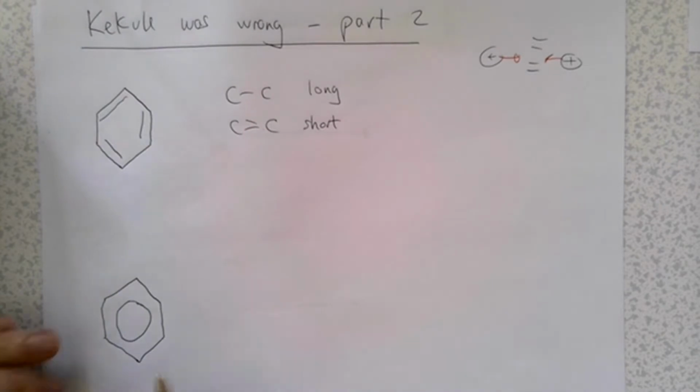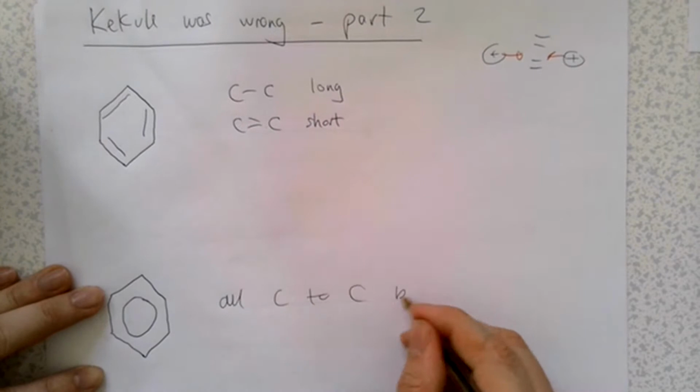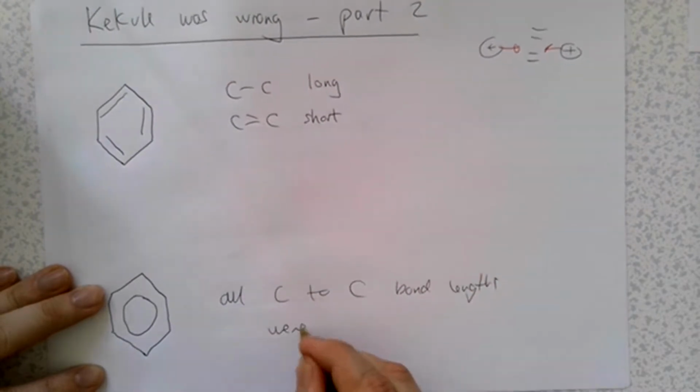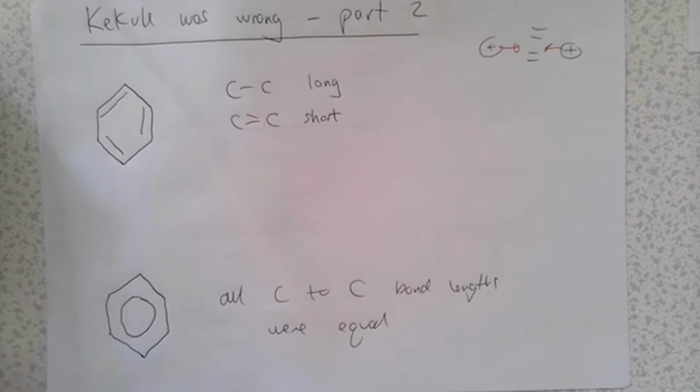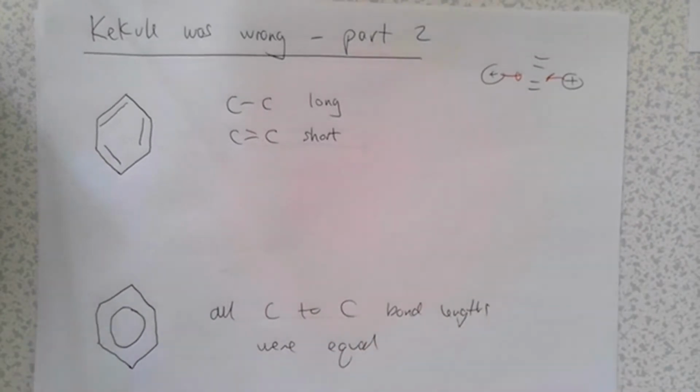And it turned out all of the bond lengths, the carbon-to-carbon bonds, were equal. They're all the same. But that doesn't fit Kekule's model. So again, that's another bit of evidence that Kekule was wrong. His hypothesis did not meet the experimental results.